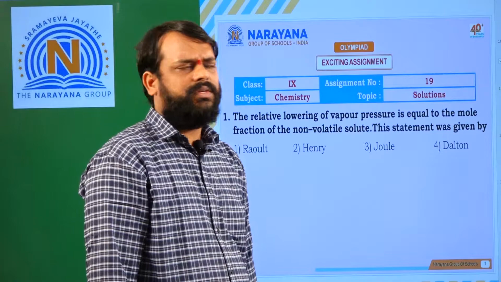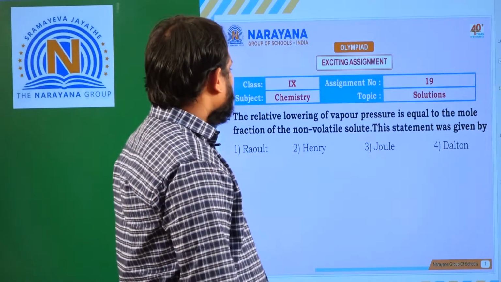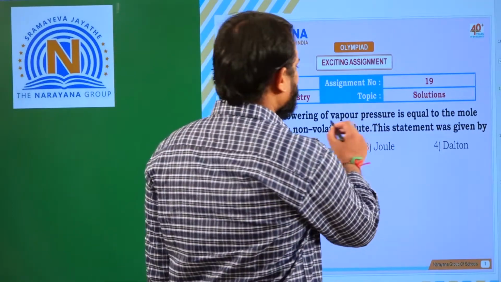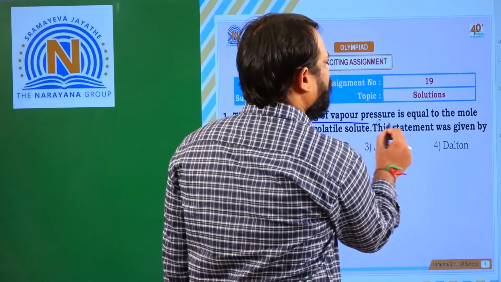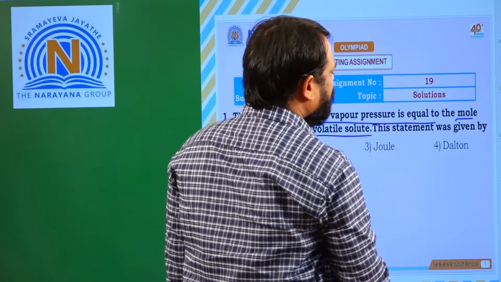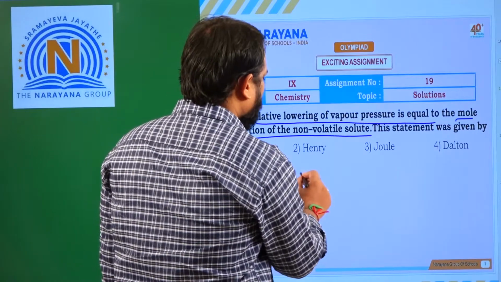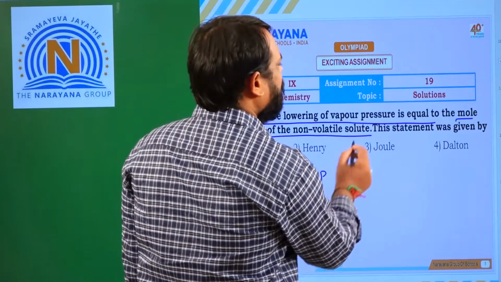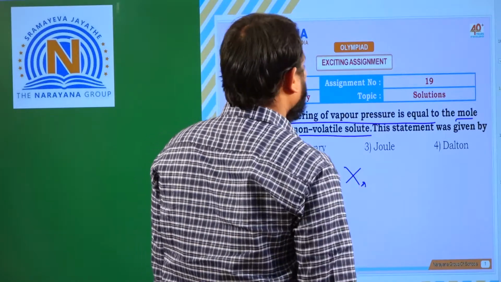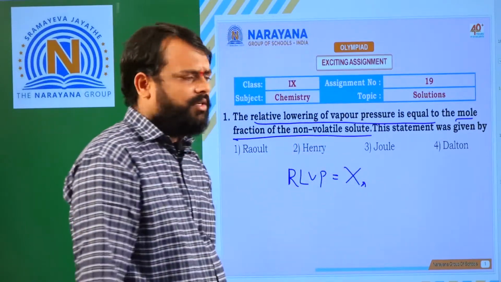So today we are going to discuss 9th class assignment number 9, solutions topic. The first question is: the relative lowering of vapor pressure is equal to the mole fraction of the non-volatile solute. This statement is given by whom? The relative lowering of vapor pressure is equal to the mole fraction of non-volatile solute.